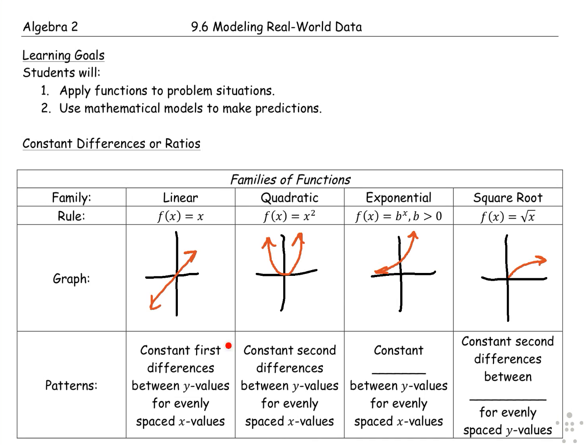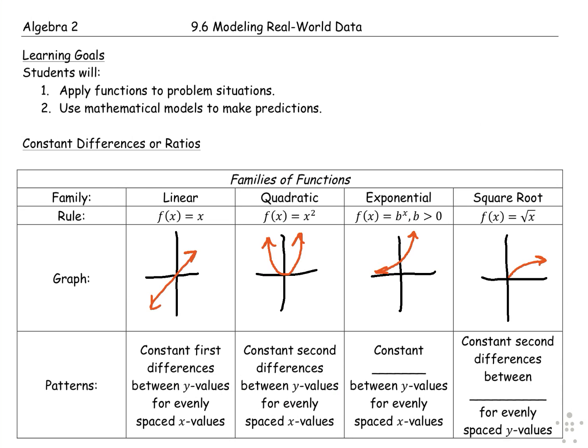For linear, it's constant first differences between the y values, and that's for evenly spaced x values. Then you go over to quadratic. So that's differences on differences, when those are constant between, again, consecutive y values for evenly spaced x values.